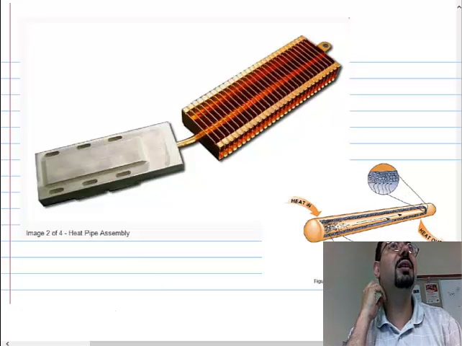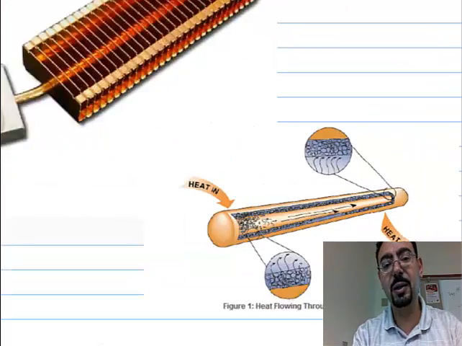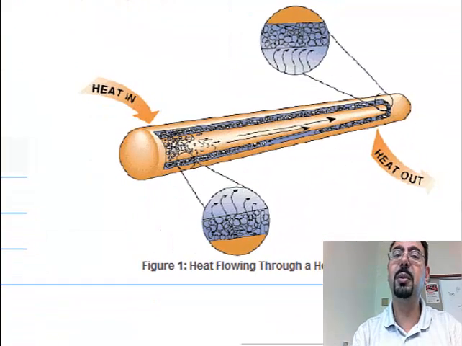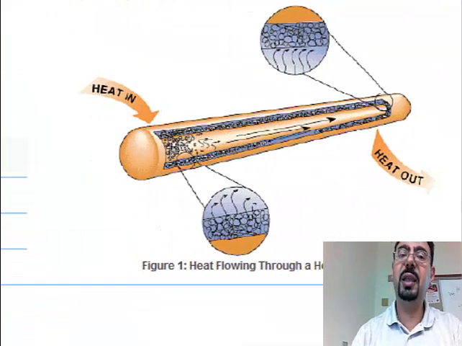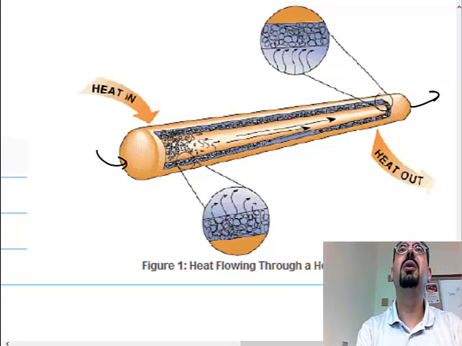So how do they get it out? How can they make the heat go away? They use this heat pipe. It can take the heat away from you very effectively.